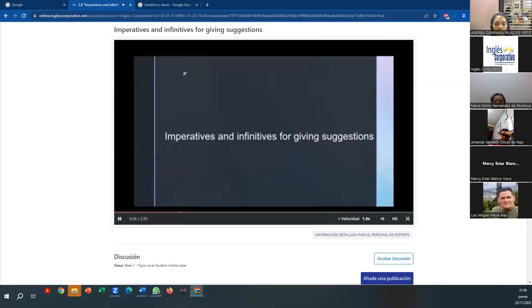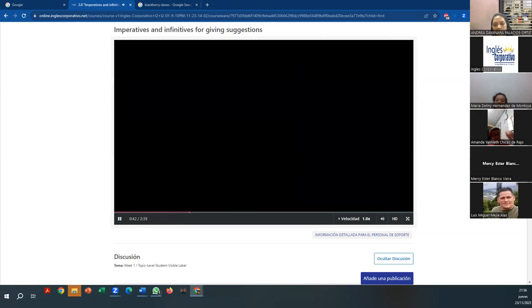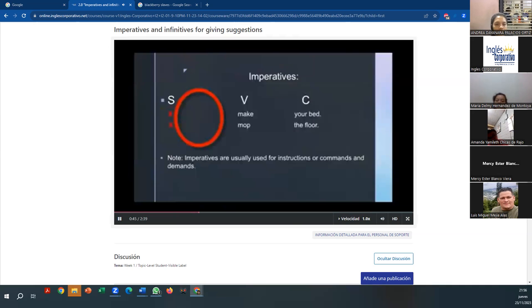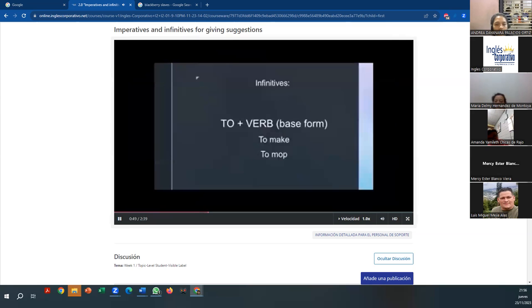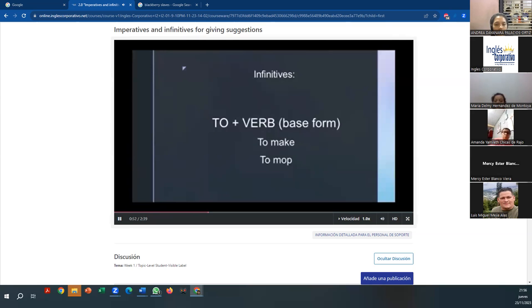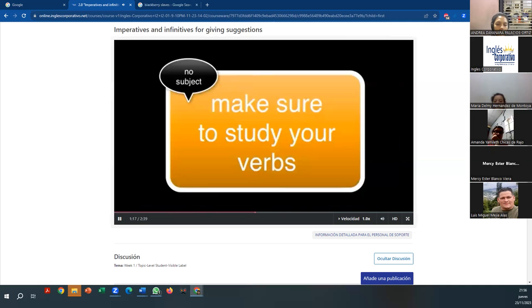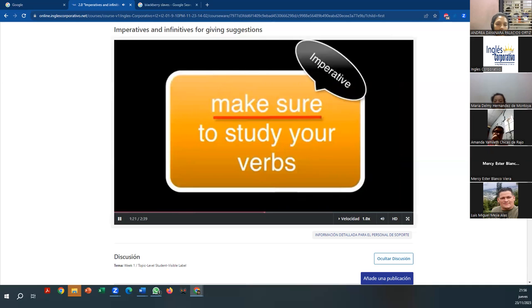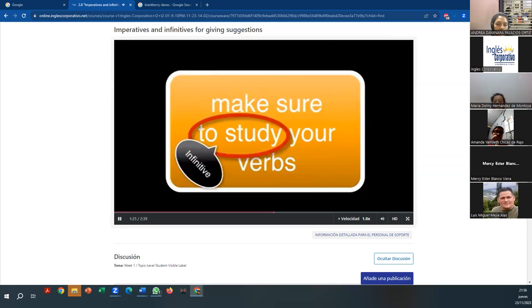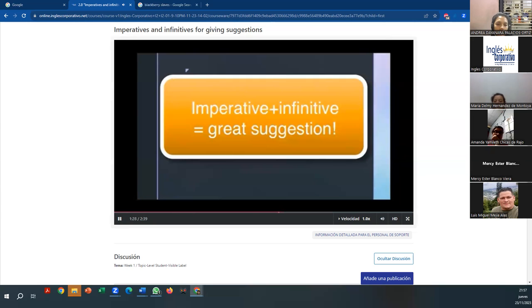This is how we use imperatives and infinitives for giving suggestions. When using an imperative, the subject is never mentioned and they always begin with a verb. And as said on the previous explanation, the infinitive is to plus a verb. Now let's think about a situation. These two kids are new to their English class and they say, "We don't understand English." So let's give them a suggestion. We can say, "Study your verbs." But this sounds more like an instruction. So to make it a bit more polite and to actually sound like a suggestion, we may add, "Make sure to study your verbs." Check at the beginning we have no subject and then a verb, which means it's an imperative. Make sure. Moving forward to our infinitive, to study. So when we put an imperative with an infinitive together, we can come up with a great suggestion.